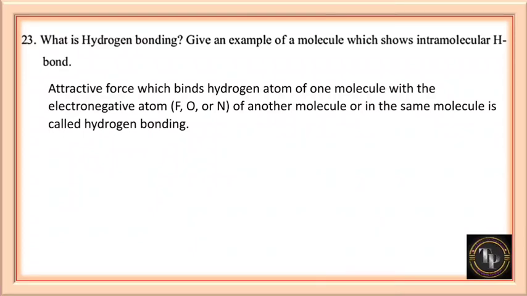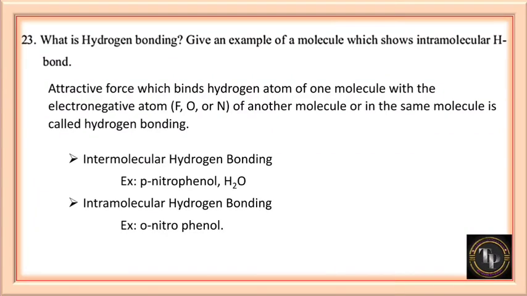Simple. So you know hydrogen bonds can be classified into two types, intramolecular and intermolecular. See, intermolecular hydrogen bonding: para-nitrophenol and water. Intramolecular hydrogen bonding: ortho-nitrophenol. Regarding a clear explanation of intramolecular and intermolecular hydrogen bonding, I have already made a video. If you want to see it, you can see it, guys. If you have not seen that, a link is given in the description. Please go through that.